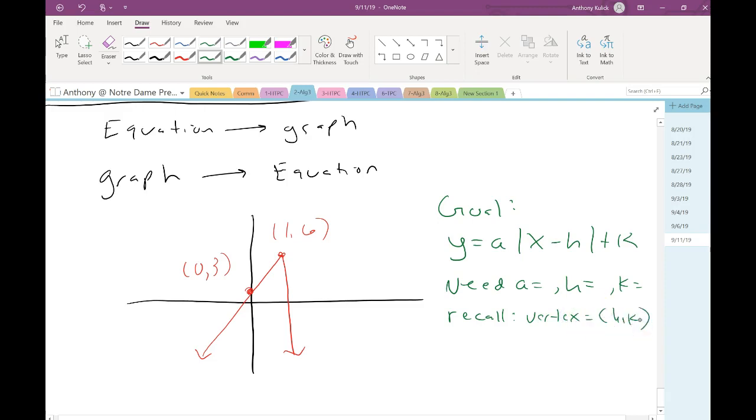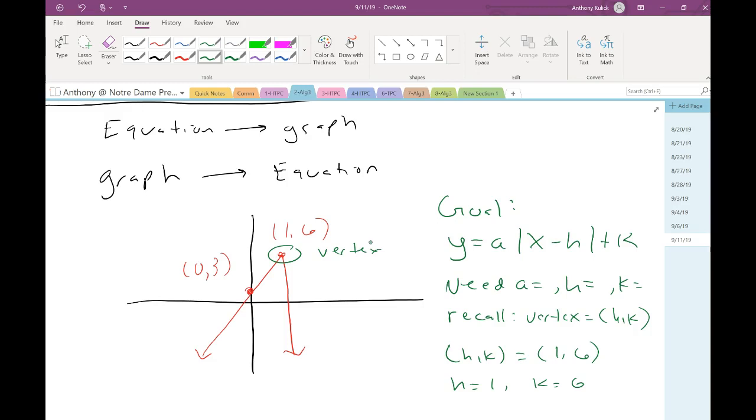I know that the vertex is just the point (H, K). So in our case, what can we say H and K are? 1 and 6. Because this guy right here is our vertex. So that's two-thirds of the way done without really having to do anything at all, right? We just had to identify the vertex on the graph. And that's not so bad.